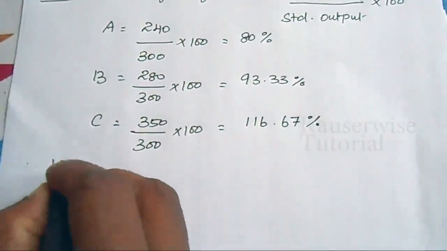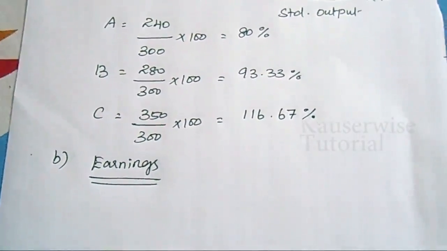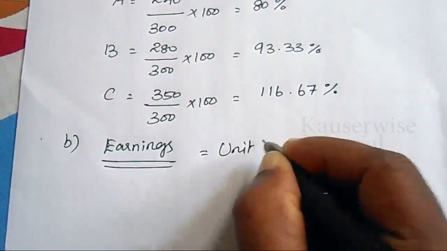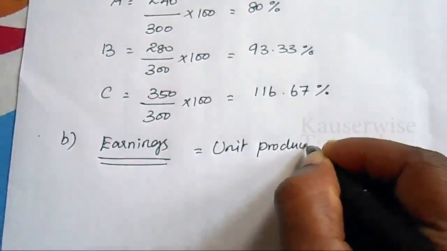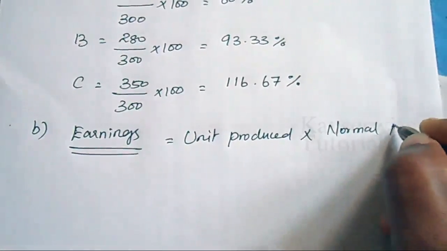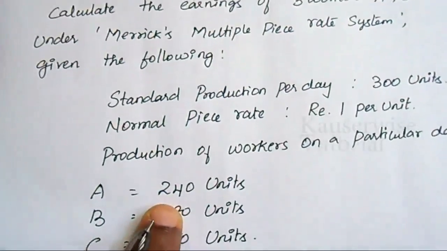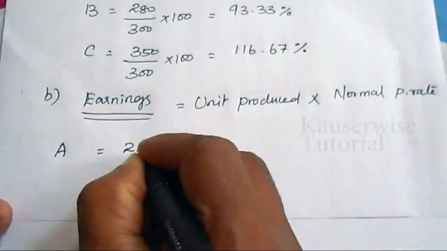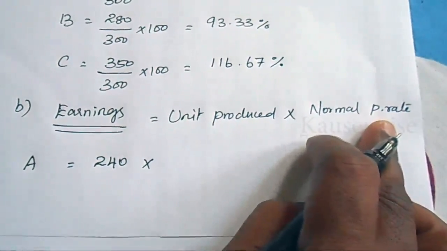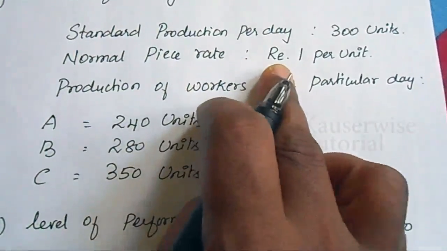So second one is earnings. So you need to find the earnings of each and every employee separately. Okay, earnings is equal to units produced into normal piece rate. How many units were produced by A? 240 units, no? So 240 units. So now we have to find the normal piece rate. What is the normal piece rate given in the problem? Look at the problem. Normal piece rate is 1 rupee per unit.